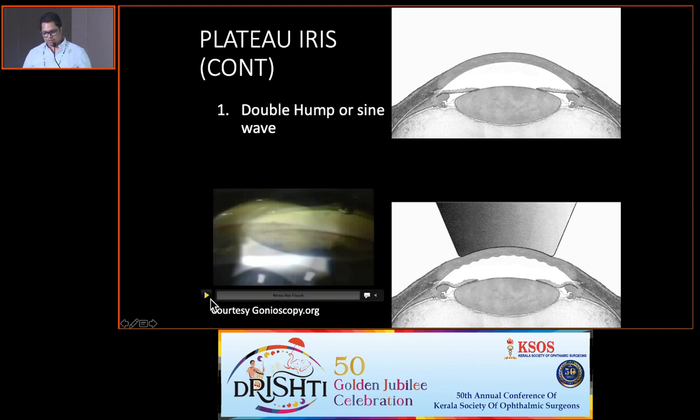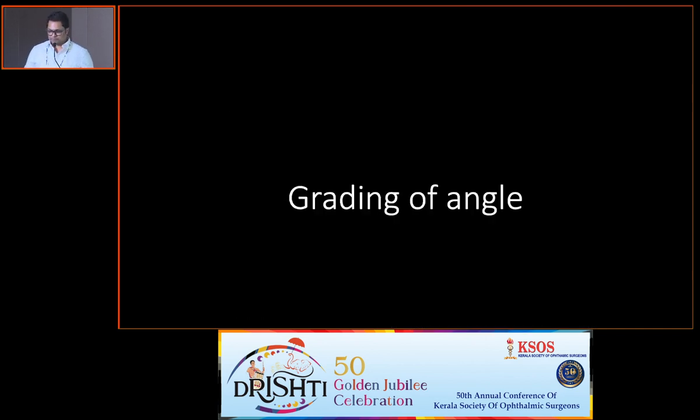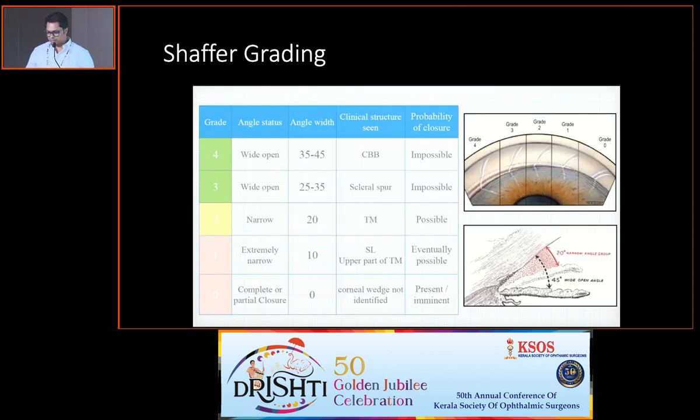This is the classical double hump sign that is seen in plateau iris configuration. Okay, that video is not playing, sorry. So you can see in this photograph there is an anteriorly placed ciliary process and the iris has to climb on top of that. So when you do indentation gonioscopy, the middle part of the iris concaves backwards and the two convexities are because of the lens convexity and the ciliary body convexity.